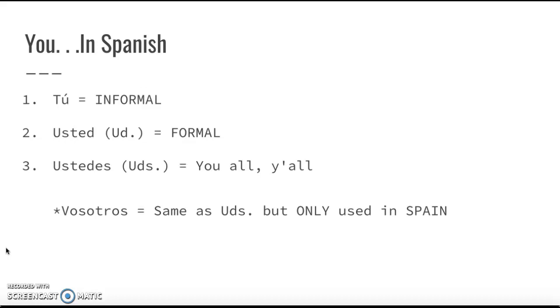We use this when we are talking to somebody we don't know, someone who is older than us, or someone who is in higher authority, out of a sign of respect. Ustedes we use to say you all or y'all. The abbreviation is capital U-D-S period. Just so you know, vosotros is the same as ustedes, but this one is only used in Spain.